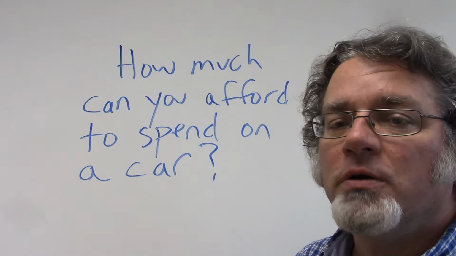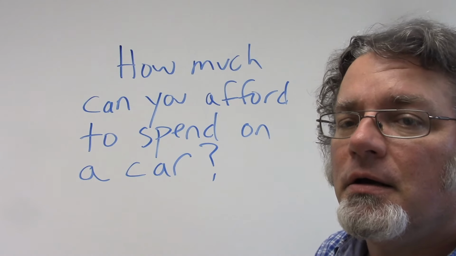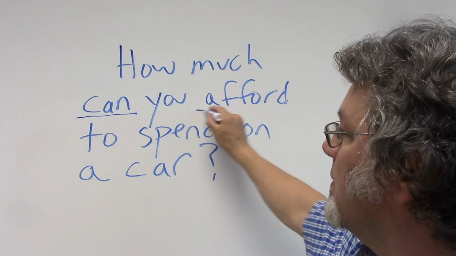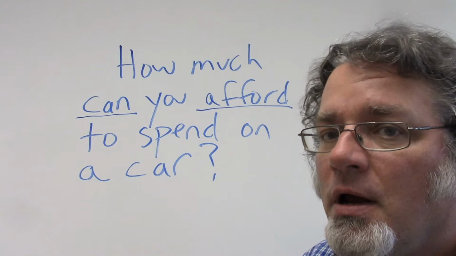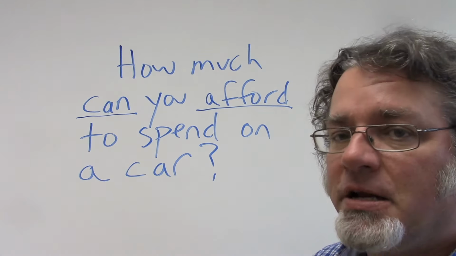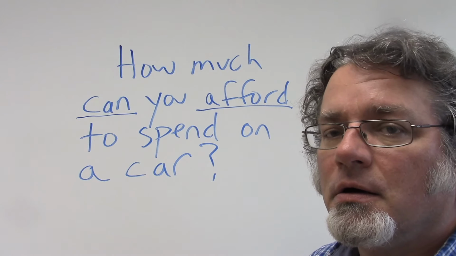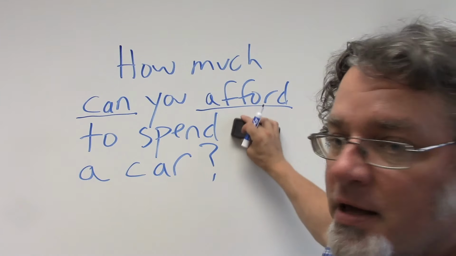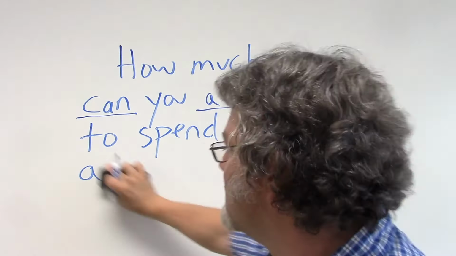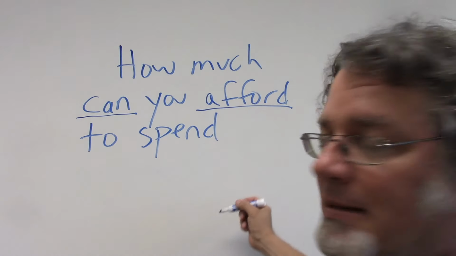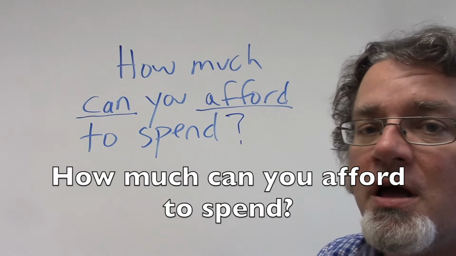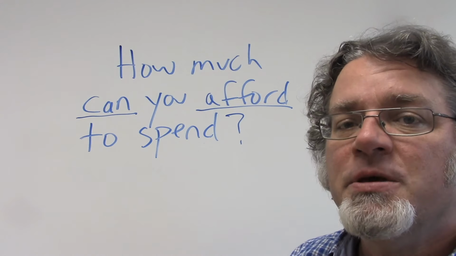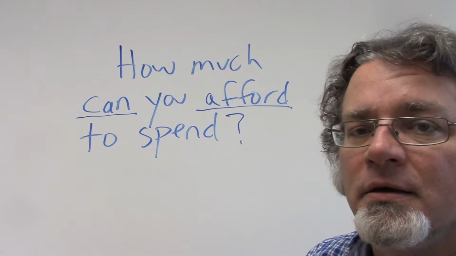How much can you afford to spend on a car? In this question, here's the modal verb can, and then the main verb is afford, and then here is the infinitive to spend. We can also take this off on a car. This is the thing that you can afford, and use this question for just about anything. How much can you afford to spend? This question can be used for just about anything.